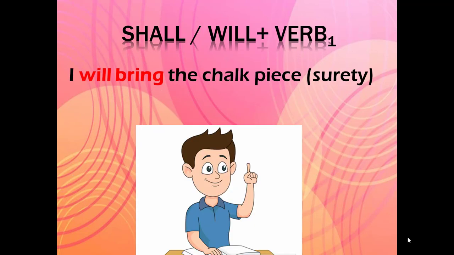Actually, there are so many forms in which we can represent simple future tense. The first form is shall or will plus verb. Some examples for this structure are will go, will sleep, will drink. Okay. So look at this example. I will bring the chalk piece. So the student who is uttering these words is willing to bring chalk piece for the teacher. There is surety while uttering these words.